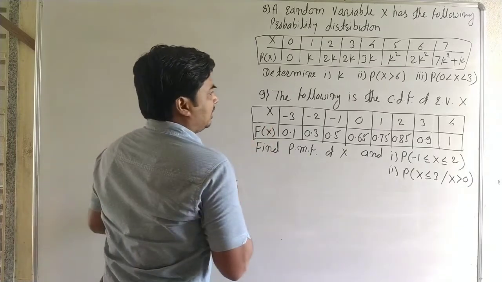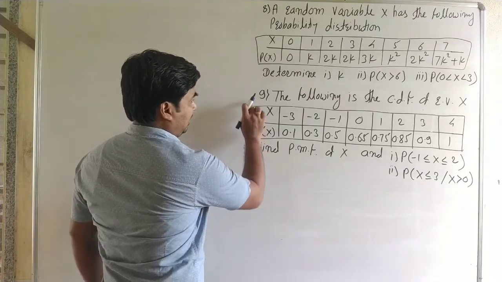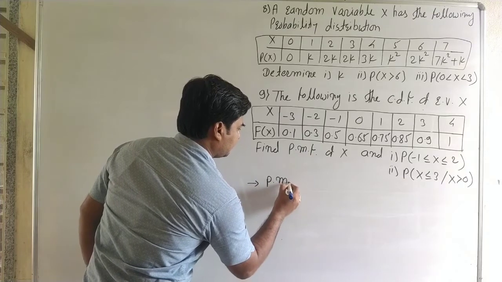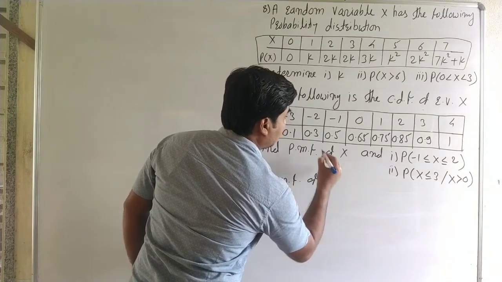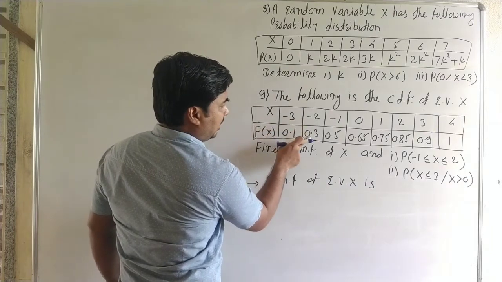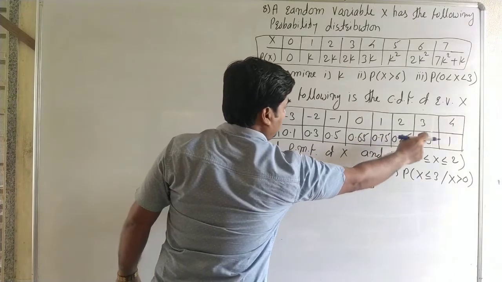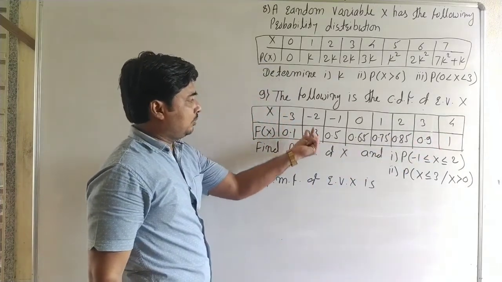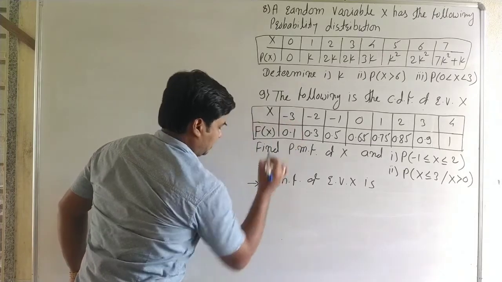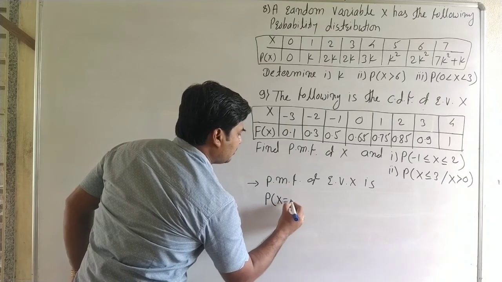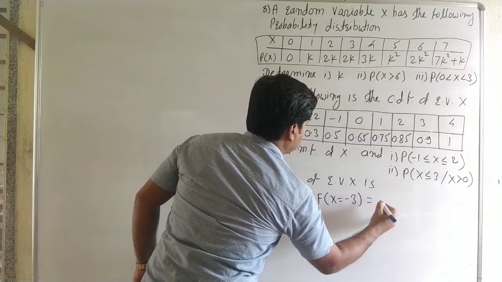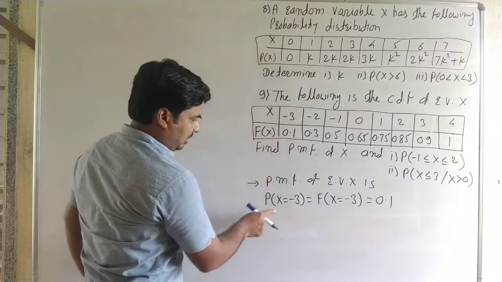Now, given the CDF, we want to find the probability mass function for question number 9. The PMF of random variable X: here we have F of minus 3, F of minus 2, F of minus 1, F of 0, F of 1, F of 2, F of 3, and F of 4. But we want to find the probability of minus 3, probability of minus 2, probability of minus 1, probability of 0. Here it is F of x, and we want to find P of x. Therefore, first the probability of X equal to minus 3 is equal to F of minus 3, and it is 0.1. Here the first probability is 0.1.